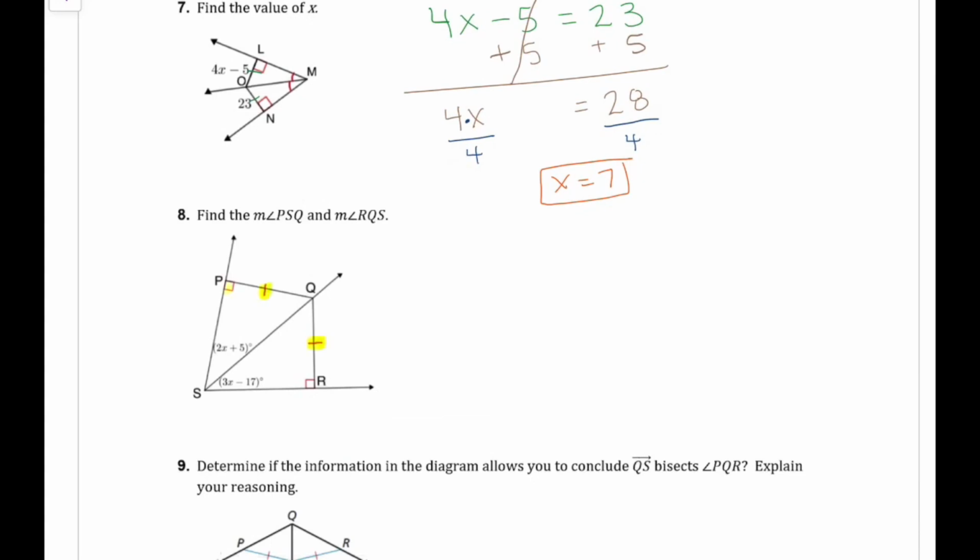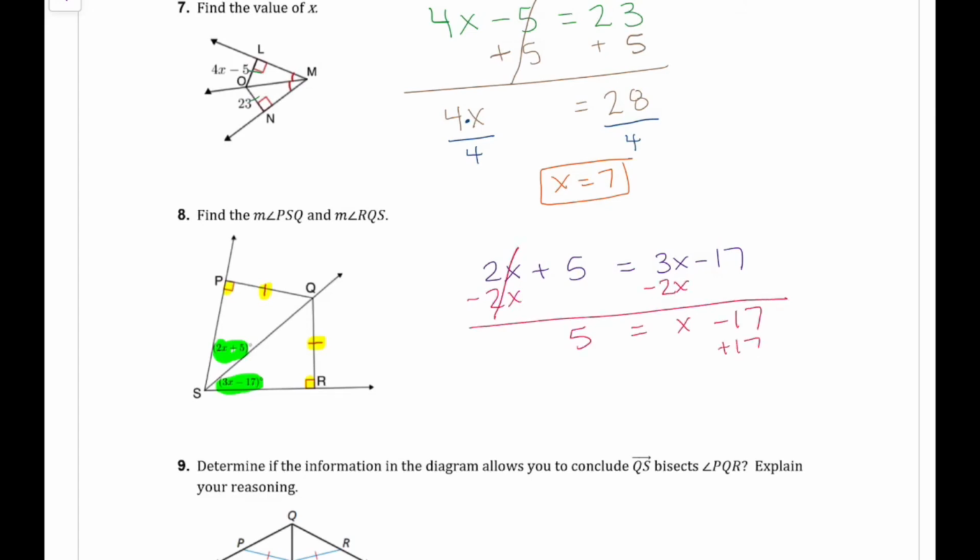On example 8, we have these two angles are the same because it is equidistant on both sides of the angle bisector. 2x plus 5 has to equal 3x minus 17. I subtract 2x from both sides of the equal sign. 5 equals x minus 17. I add 17 to both sides of the equal sign, and I get x equals 22.